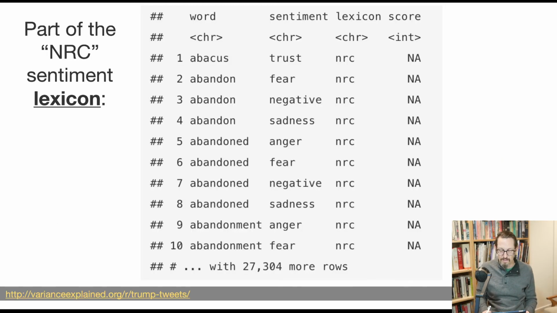All right, so here's an example. If we have a lexicon that has things like "abandon" in it, it's going to have sentiments of fear, negative, sadness. So when we get the word "abandon" in our tweet, we add +1 to fear, +1 to negative, and +1 to sad. Now, does anybody see a problem with this approach?